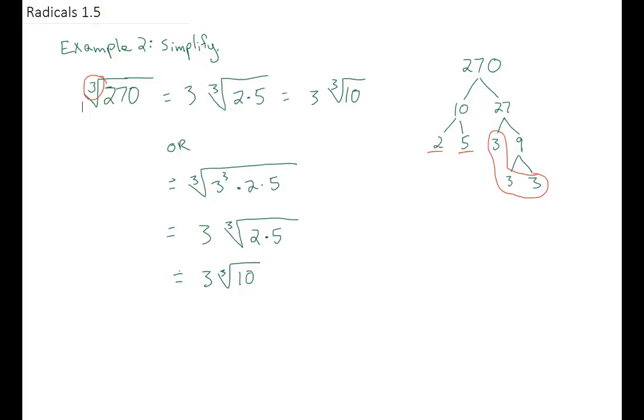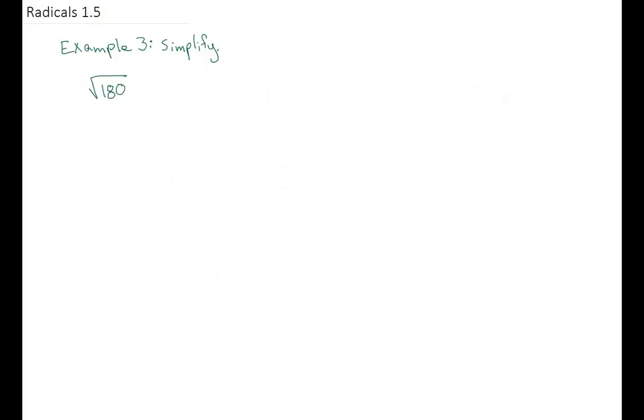Let's do one more example then. All right, let's look at the square root of 180. So first I'll break it into a factor tree with 180. So that gives us 10 and 18. Then I can break the 10 into 2 and 5. And then I can break the 18 into 9 and 2. And then I can break the 9 down into 3 and 3. And then that gives me everything broken down as far as it can go.